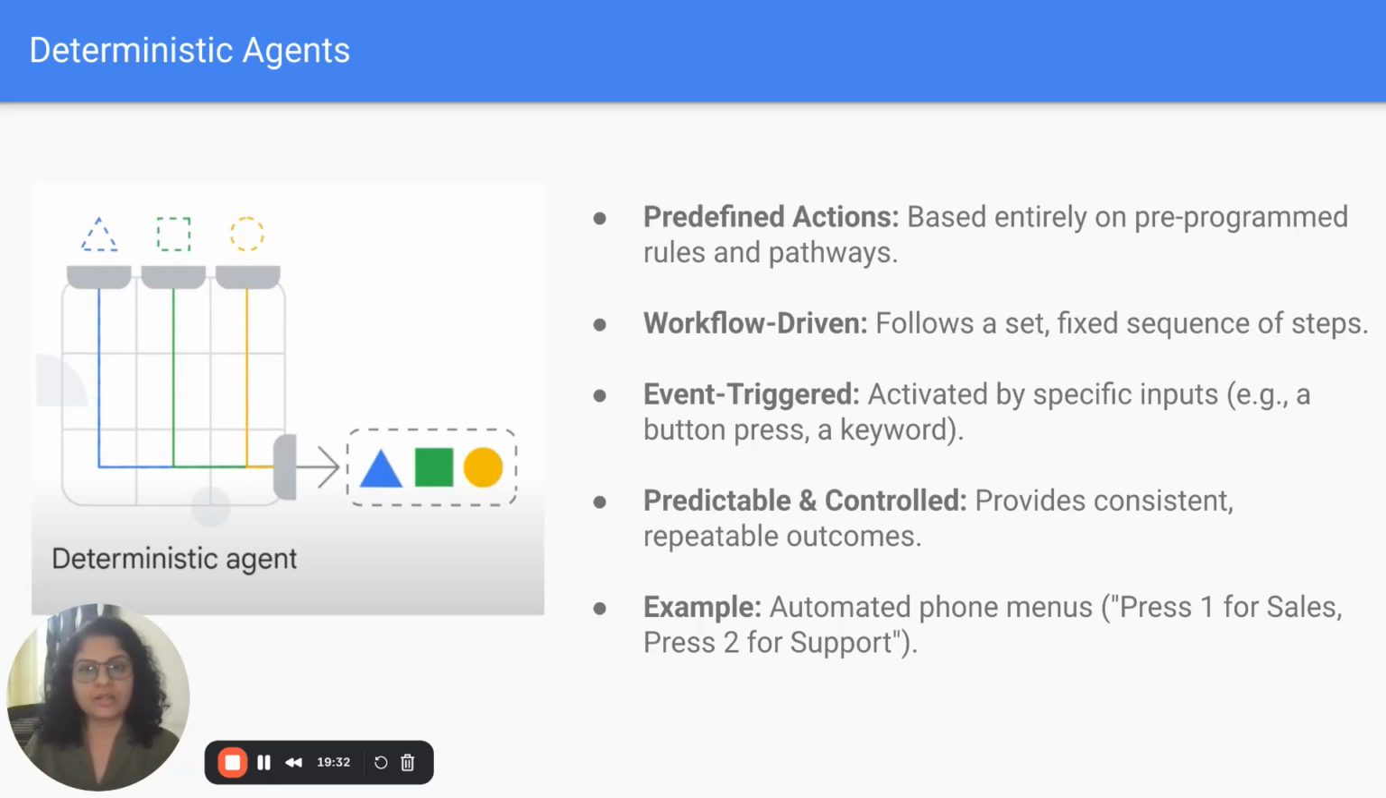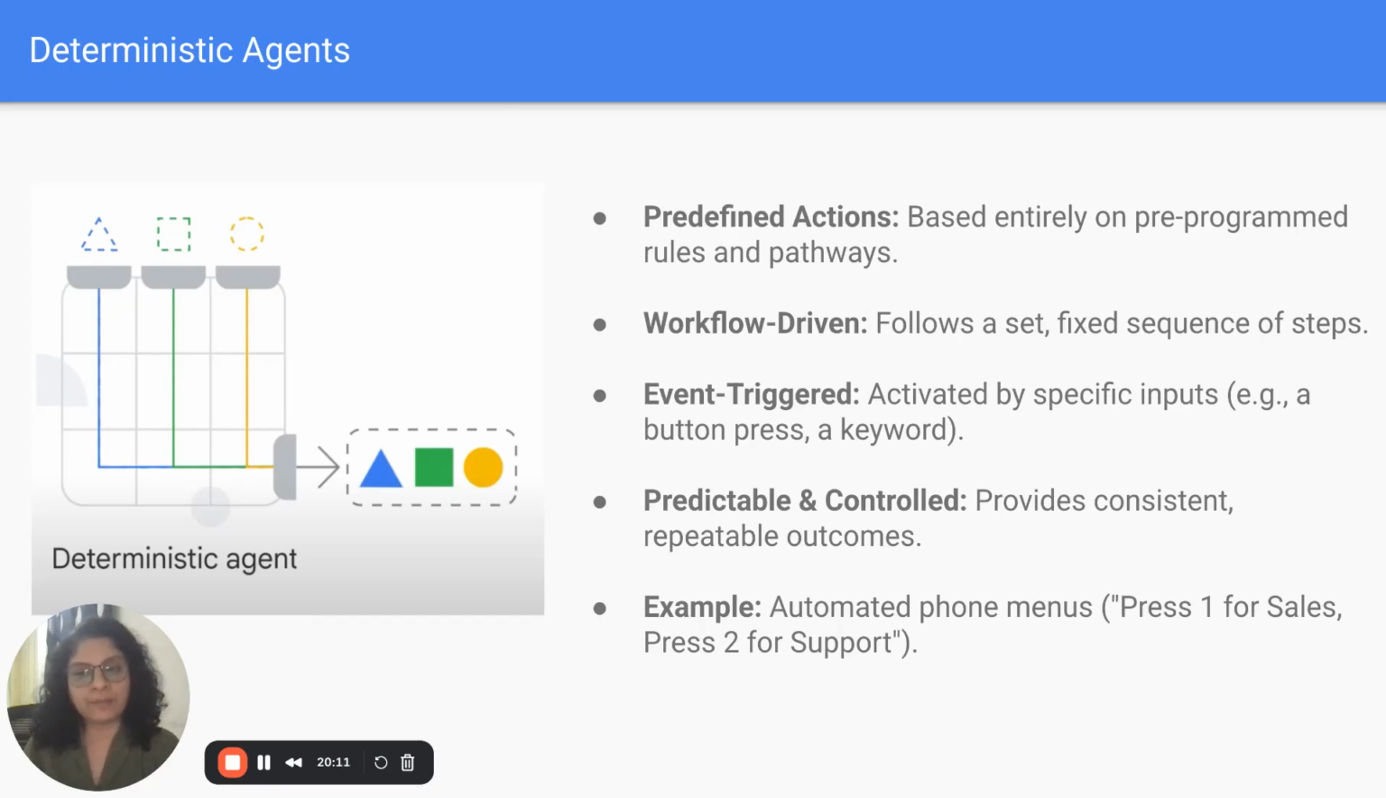And it's event triggered as well. For a specific event, you have to specify the specific inputs or events, and whatever responses we get are predictable and controlled, and they are consistent and repeatable outcomes. For example, in a support system, automated call menus have press 1 for sales, press 2 for support, right? So these are event triggered and deterministic agents.